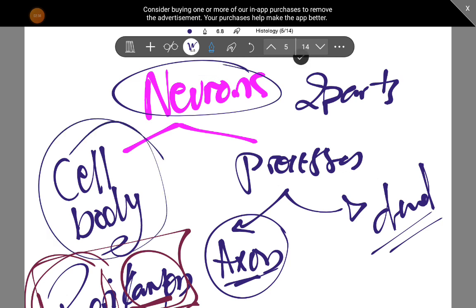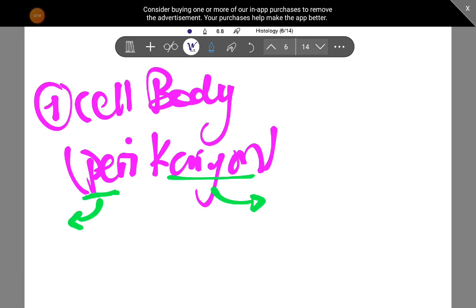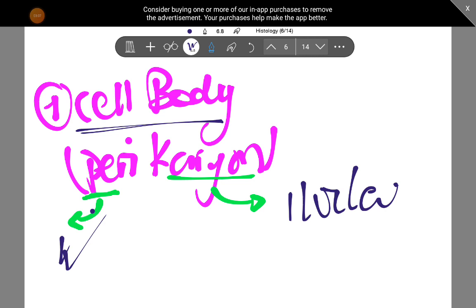It's either a cell body, which we call perikaryon. What does perikaryon mean? Peri means around, karyon means nucleus, so it's around the nucleus. What about the other part? It's the processes. The axon takes impulses away from the cell body, and the dendrites take impulses to the cell body. Perfect. We'll begin with the cell body, which is called perikaryon, as I just explained: peri means around, karyon means nucleus.